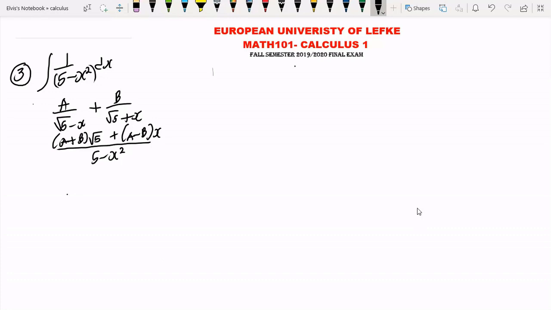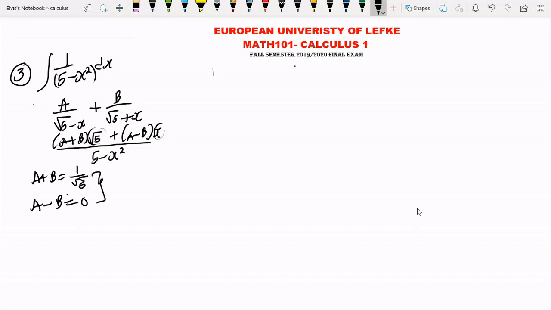Now guys, we are going to take a look at the coefficients on a plus b and a minus b. So this a plus b is going to be equal to 1 over root 5. If you take a look at the values representing a plus b, you're going to find out that this is going to be 1 over root 5. Then a minus b is going to be equal to 0, because if you take a look at a minus b, we don't have any constant number. We only have s, so this is equal to 0.